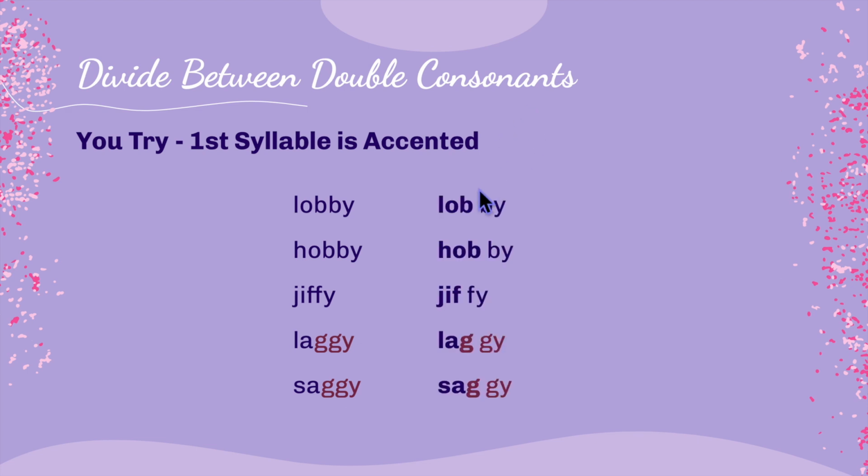All right, here's how we split them. We split between the double consonants. Right here, we notice that these are all closed syllables with a vowel in the middle, so the vowel will be short. These syllables end in a Y, but it's not an accented syllable, so it will have the long E sound. Lobby, hobby, jiffy, laggy, saggy.